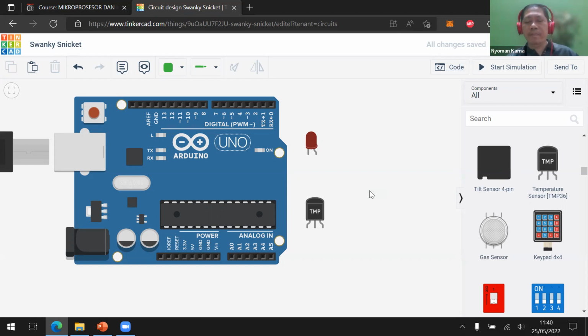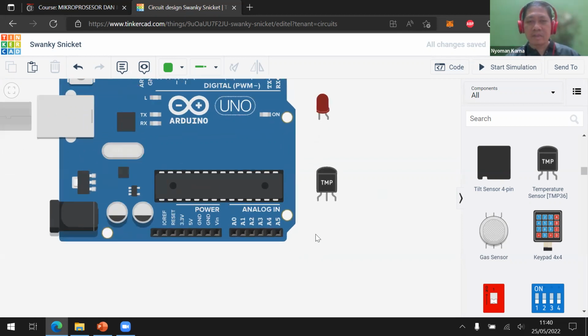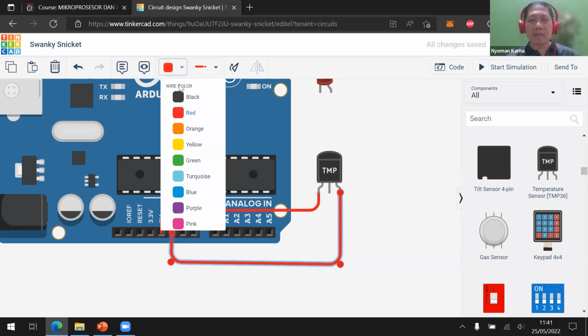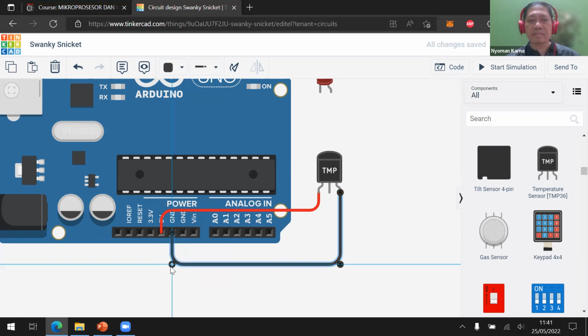Now, first, TMP, this is the power. So we're going to connect this one to the 5 volt. And don't forget to use the red color for the cable. And then this one is ground, and the ground is basically black. Now, this is the analog output of the temperature.